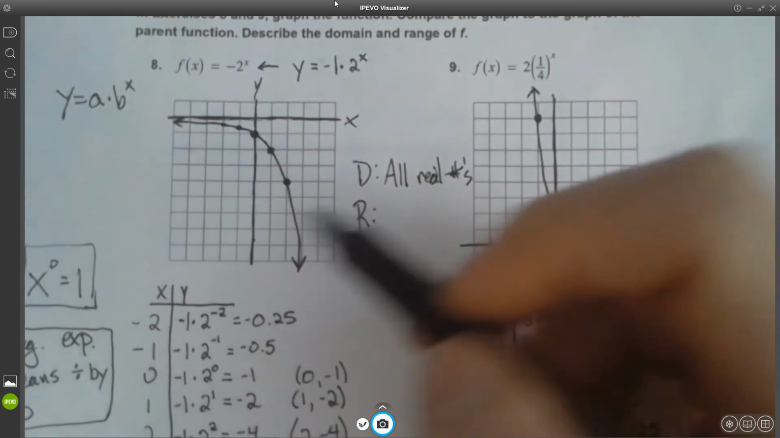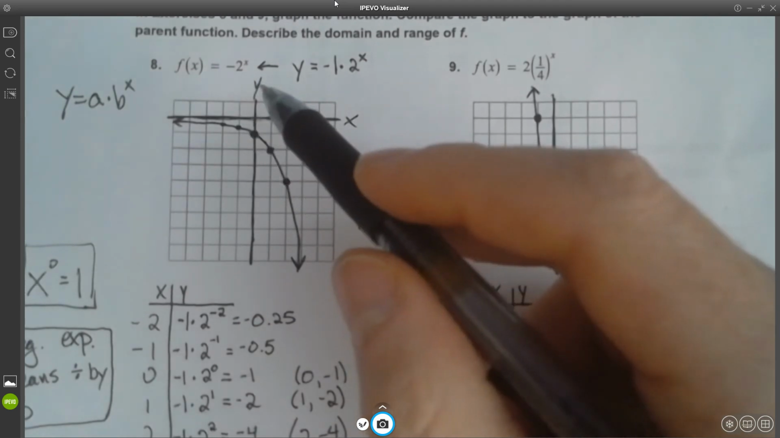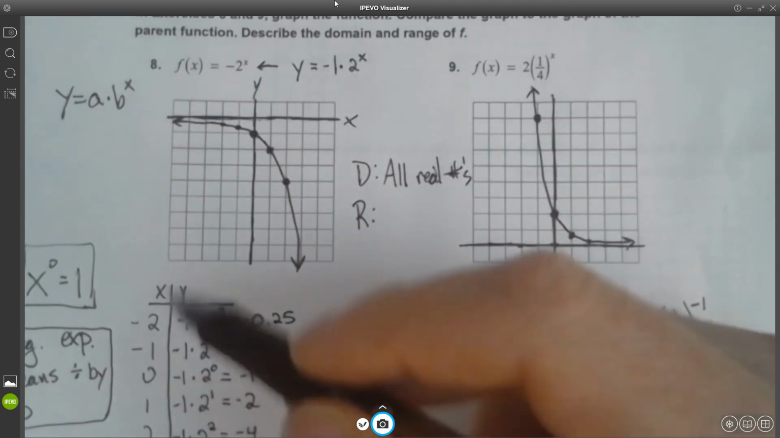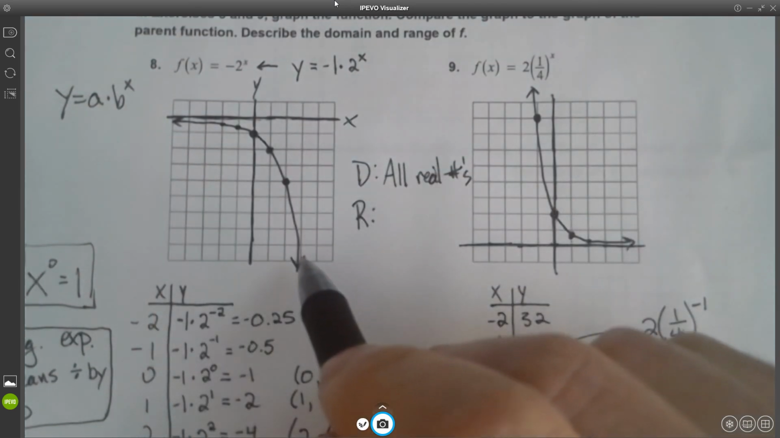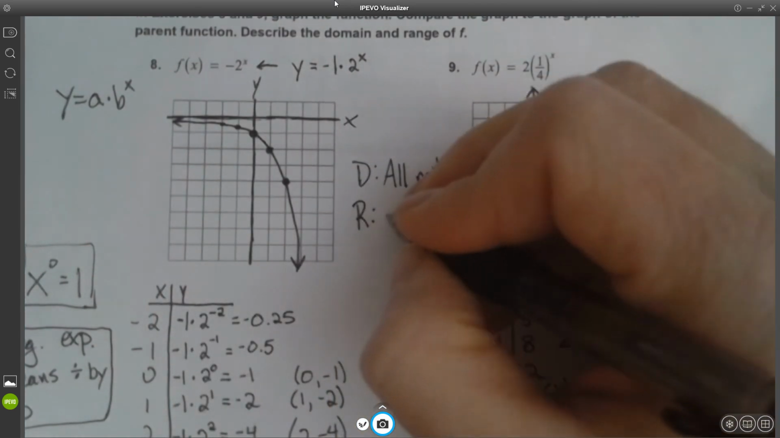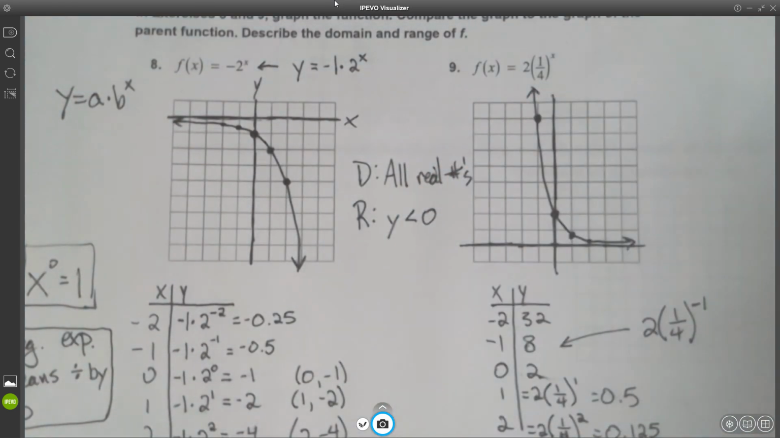And my range here is, what are the possible y values? Well, I'm never going to switch back to positive, because every time I use an x value, I'm multiplying by -1. So all of my values will be negative. So this is always, my y values are always less than 0.